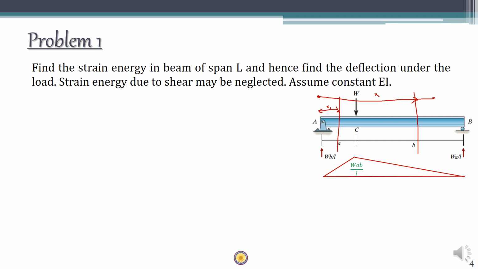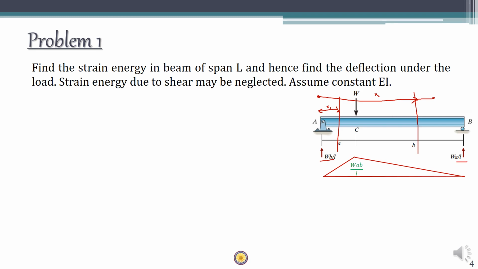So before doing all these things, you have to first calculate the reaction at A and reaction at B. If you take moment at A equal to 0, we have W into A is equal to RB into L, which means that RB is equal to WA divided by L. And if you take the moment at B equal to 0, we have W into B is equal to RA into L, which means that RA is equal to WB divided by L. So RA is WB by L, and RB is WA by L, which you can easily find out.